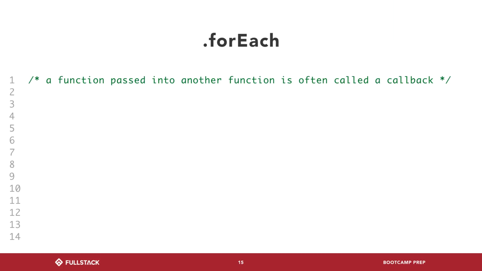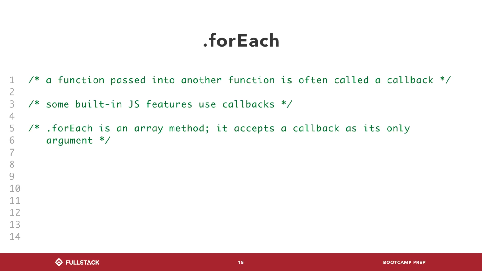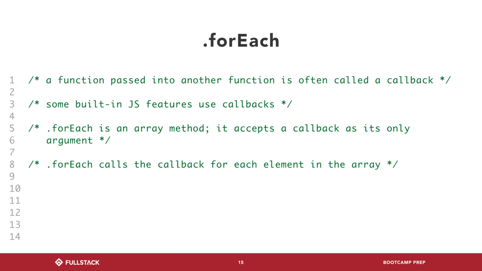And then the last thing is forEach, and this will lead us into the afternoon lecture on array methods. A quick thing, I guess it's a little too late now, but a function passing in another function is often called a callback. forEach is something called an array method.